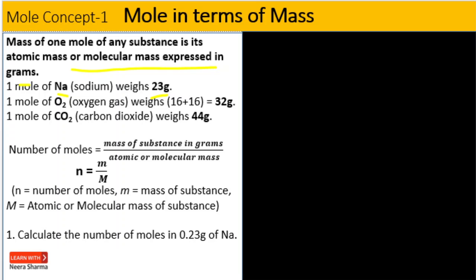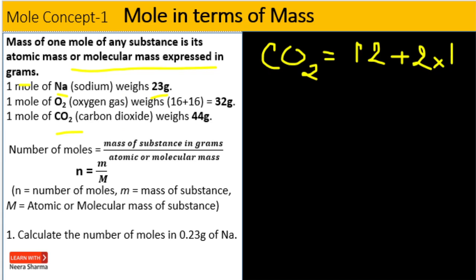Carbon dioxide, how do we calculate the molecular mass of carbon dioxide? It has 1 carbon, atomic mass is 12, so 1 into 12, plus there are 2 oxygen, atomic mass is 16, so it is equal to 44 U, that is unified mass.